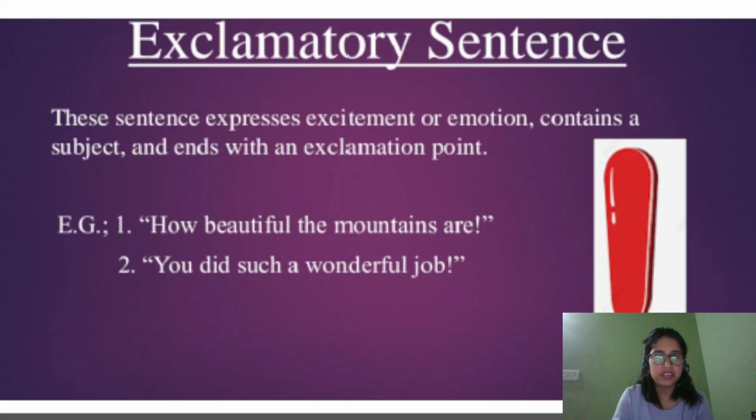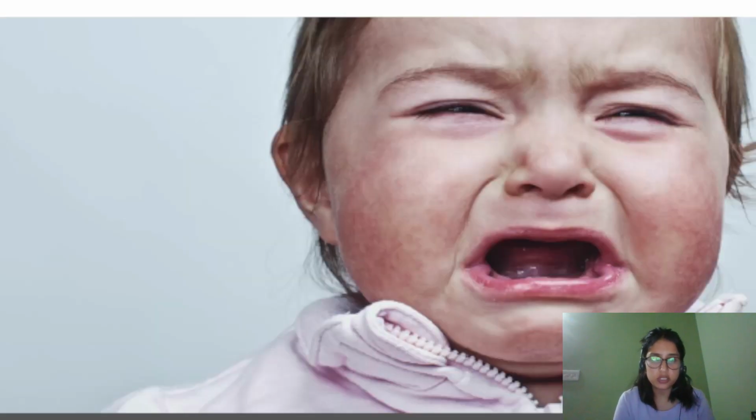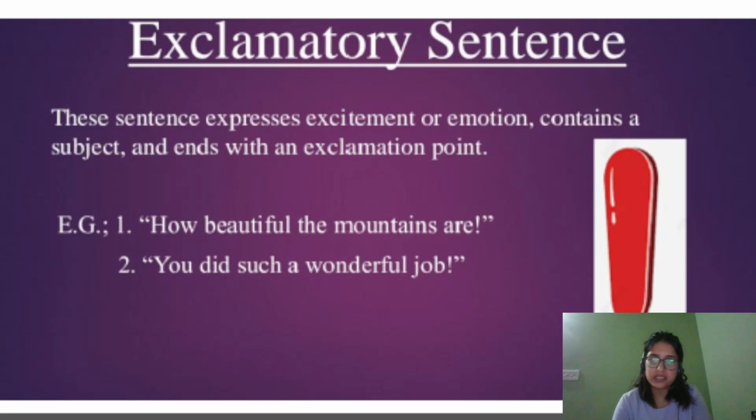Now this is an exclamatory sentence. Because when we saw this beautiful thing, we are expressing our feeling, right? That this is beautiful. It is beautiful to our eyes. It is pleasing. And when we saw this child, he is also expressing his feelings. He is expressing his sadness, he is expressing his anger, and he's crying to express his feelings. So that is what an exclamatory sentence does. This sentence expresses excitement or emotion, contains a subject and ends with an exclamation sign. So an exclamation point will always be present at the ending of the exclamatory sentence basically.